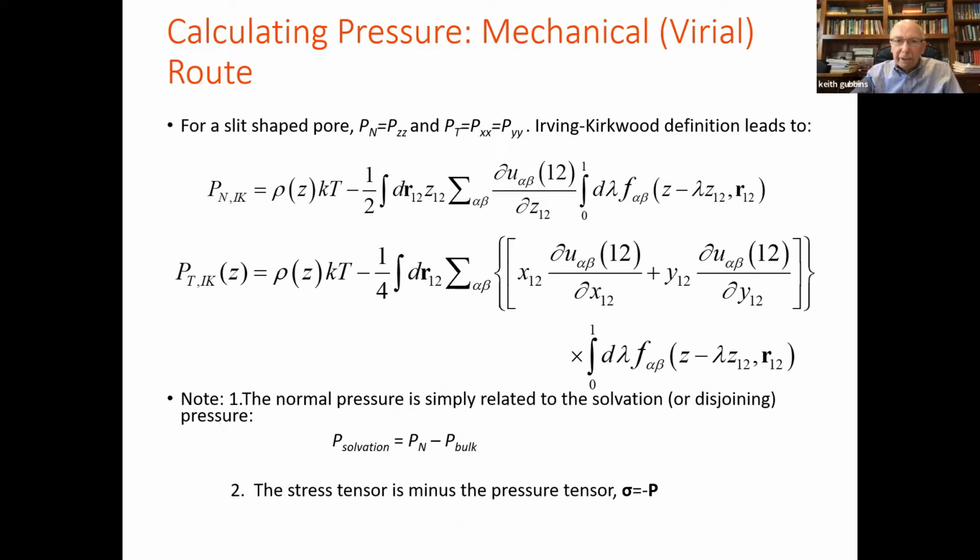And this is the configurational part. So this is the force in the z direction for an alpha beta pair of molecules. This is the two-body distribution function. And this d lambda, you're integrating over the path from molecule 1 to molecule 2, basically. So if you adopted Irving-Kirkwood, which we have here, that's a straight line path.